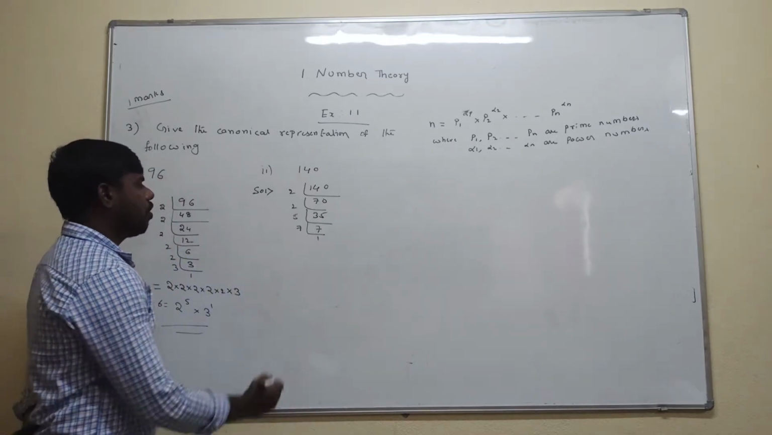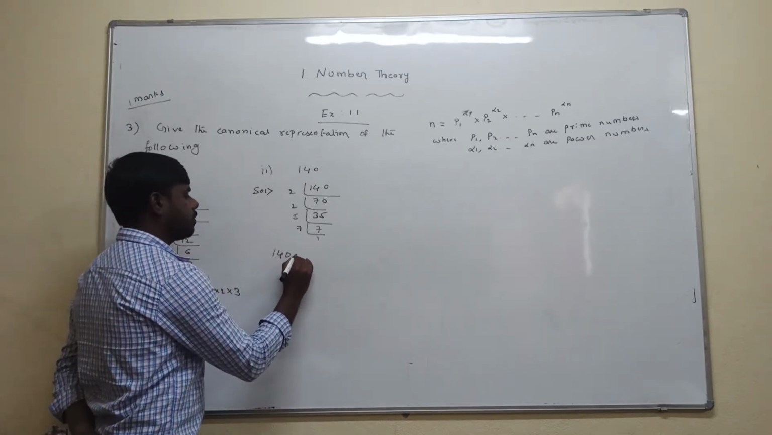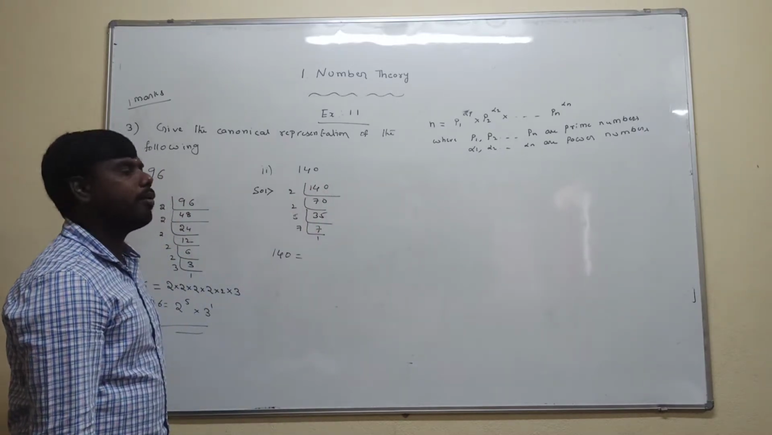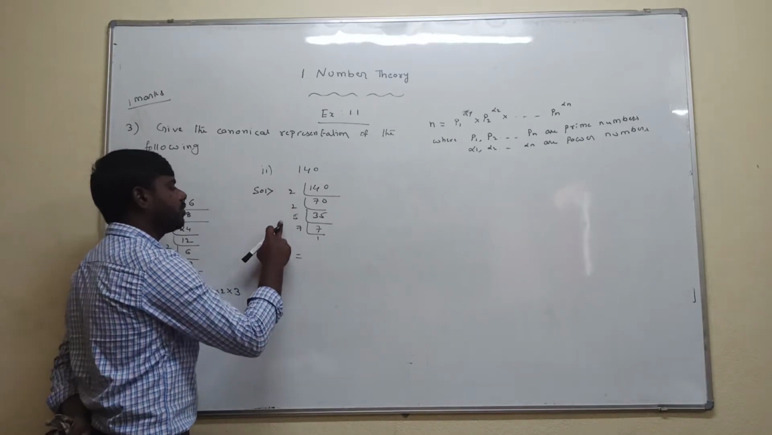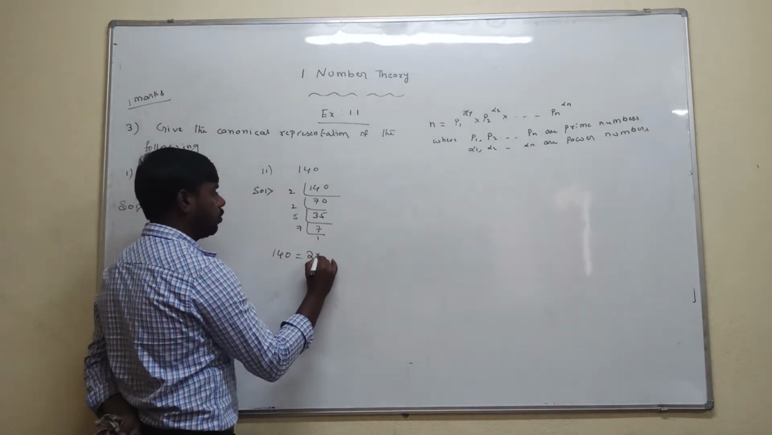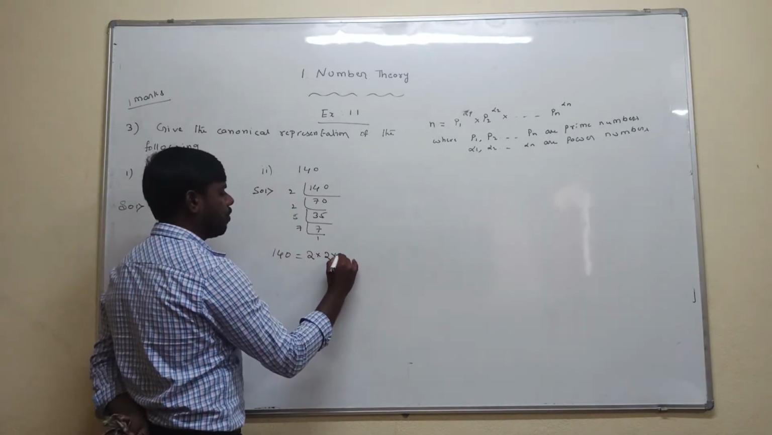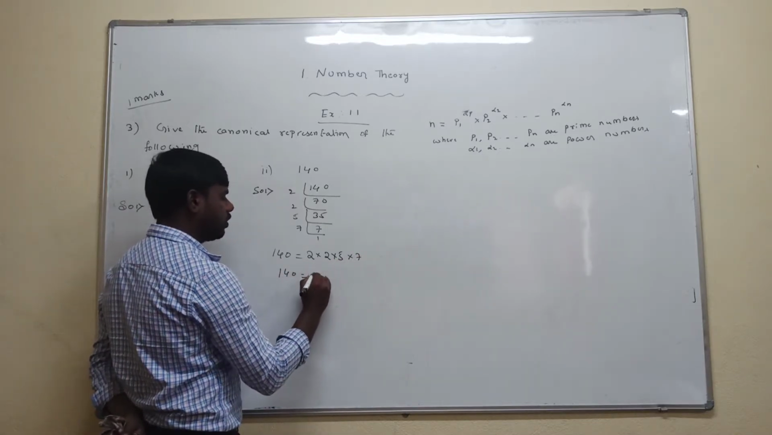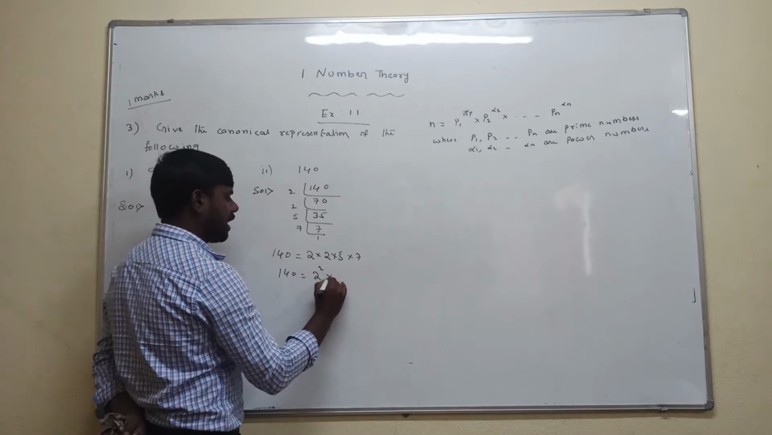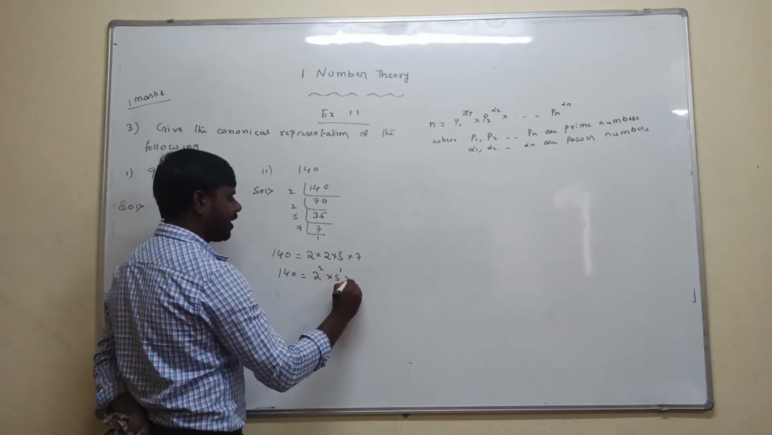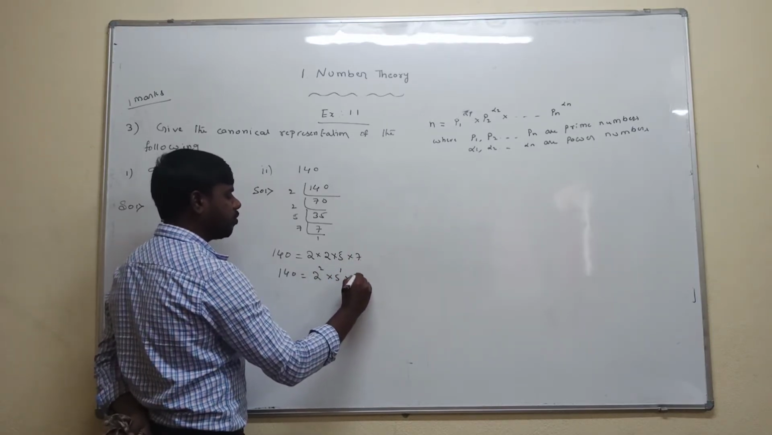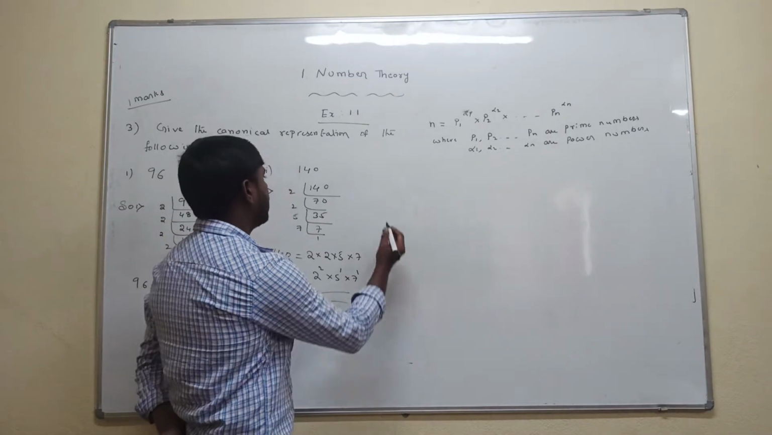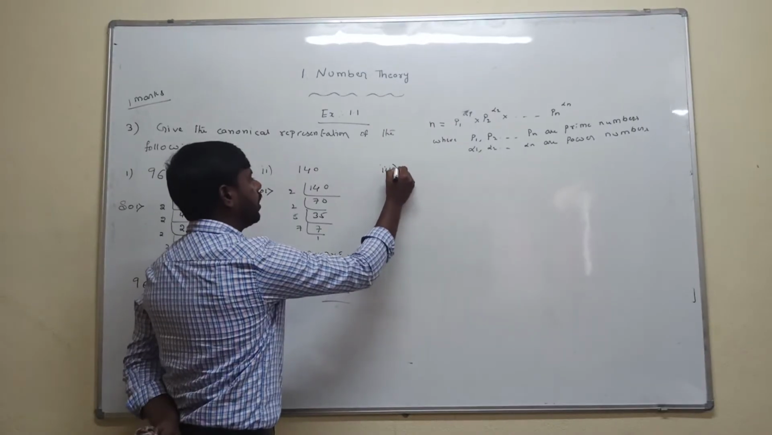Now 140 can be expressed as a product of primes, the product of all the divisors: 2 into 2 into 5 into 7. Now 2 is repeated how many times? 2 times. 5 is repeated how many times? Only 1 time. 7 is repeated how many times? Only 1 time. So this is the canonical representation. Next I am going to the third question.